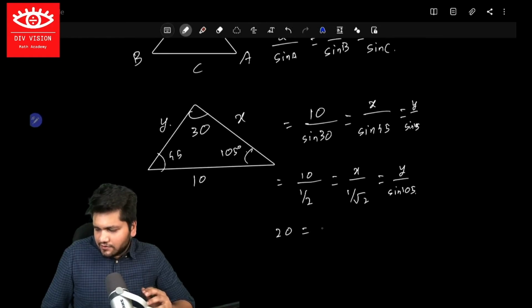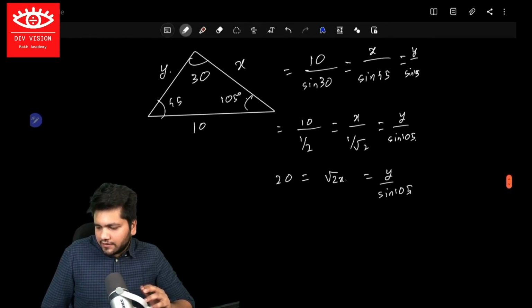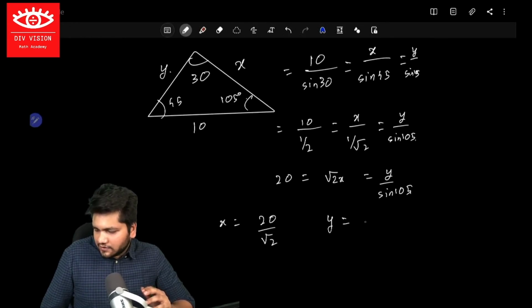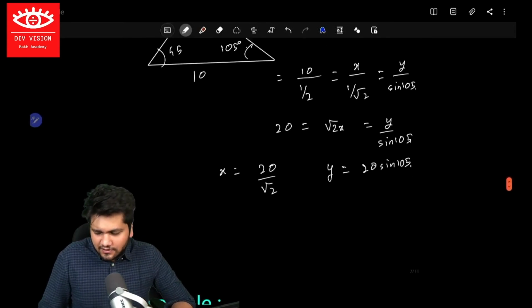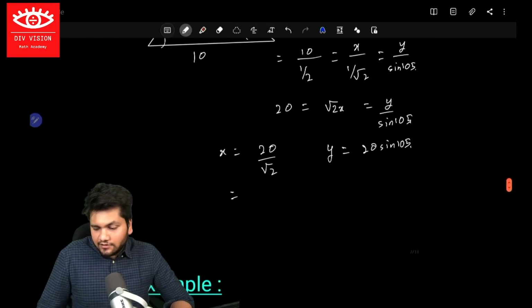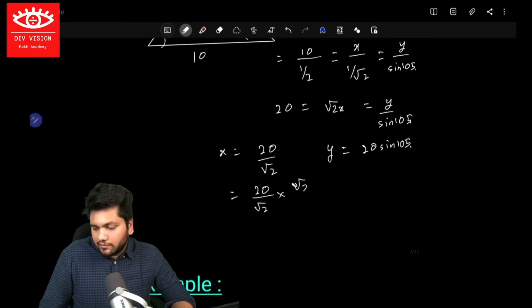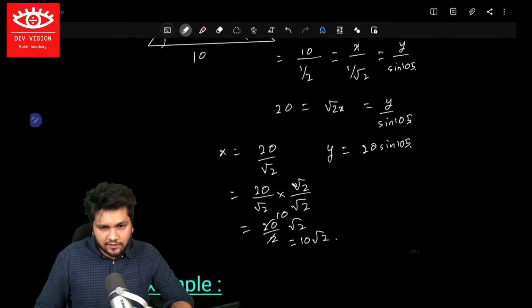So we'll get 20 is equals to root 2x is equals to y by sine 105. I'll just write down that way. So we can figure it out that x is basically 20 by root 2 and y is 20 sine 105, whatever your answer is. So now you can solve, of course, to get the value. Again, they may ask you to rationalize. So you will get what? You will get 20 by root 2 times root 2 upon root 2, which is nothing but 20 by 2 root 2. So the answer is 10 root 2. That's going to be your answer for this thing.